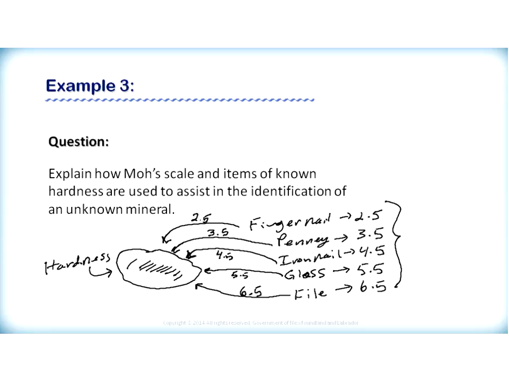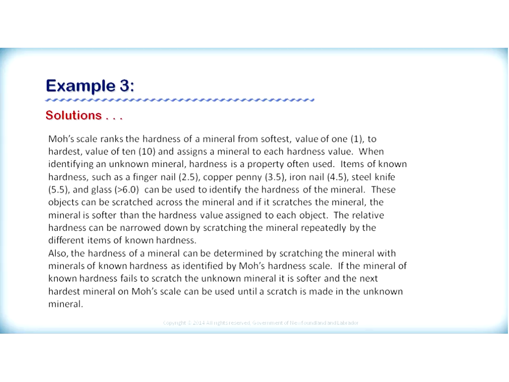So if we look at the solution on the next slide, this solution outlines the process which I just discussed. We test the hardness by rubbing the objects of known hardness across the mineral. If it leaves a scratch, then it's less than the hardness of the known object. If it doesn't leave a scratch, then the mineral sample must be harder than the object of known hardness. And by doing this, we can narrow down the hardness of a mineral.